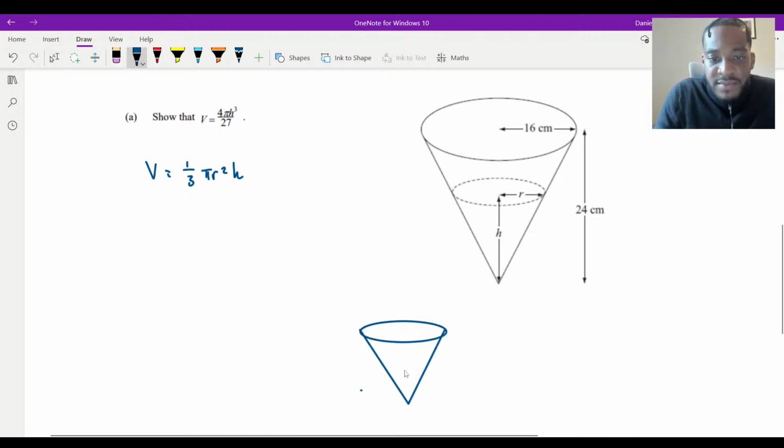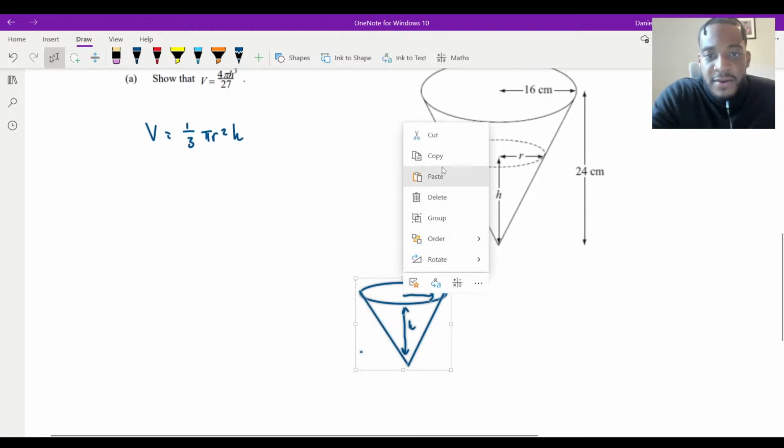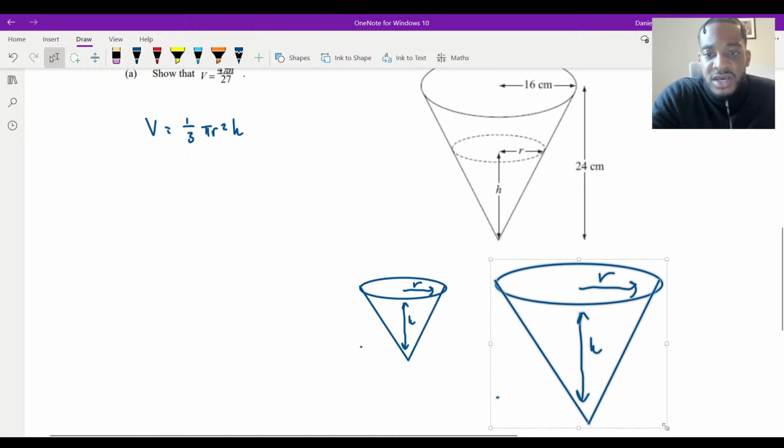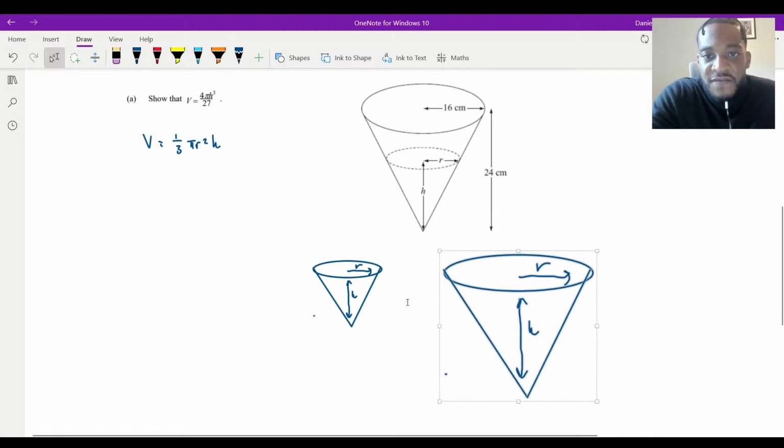Okay. Now this one has a height of h and a radius of r, like that. What I'm going to do is copy that and then make it big. So this now represents my bigger cone, right? And I already know the dimensions for that. That's 24 and 16. So I'm going to rub that out. We'll put 24 and 16.